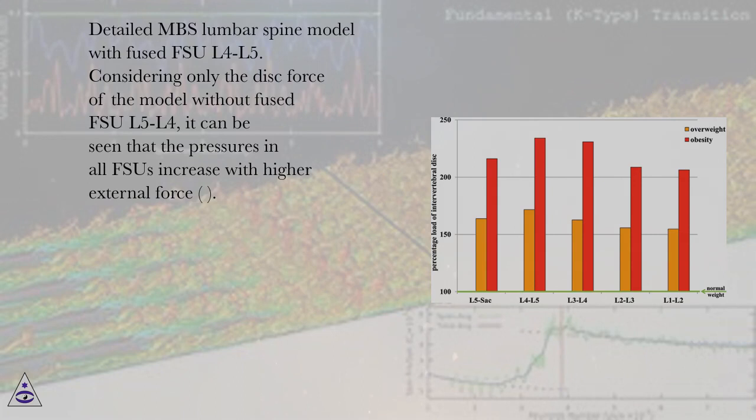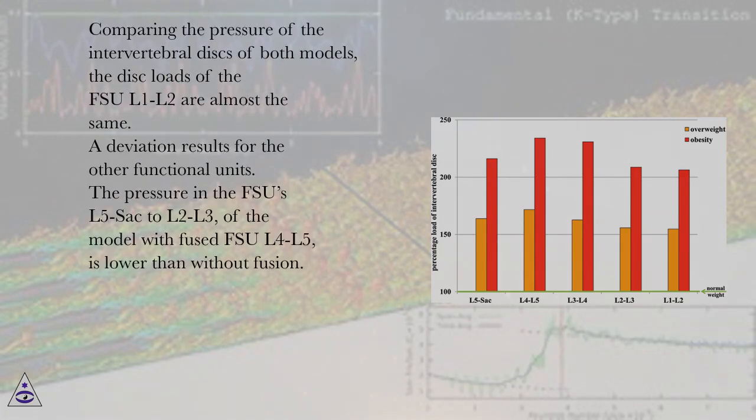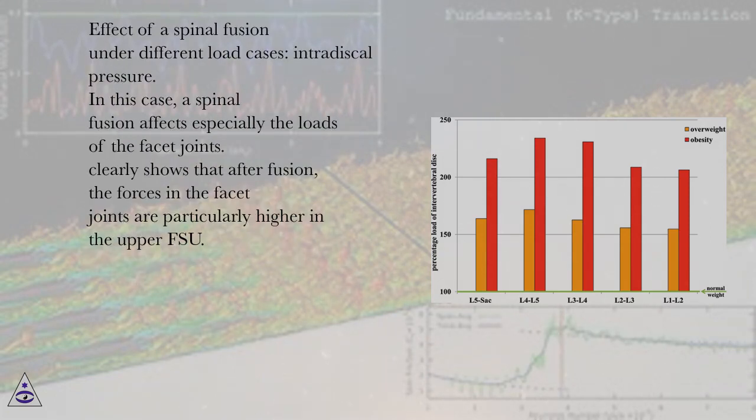Considering only the disc force of the model without fused FSU L4-L5, it can be seen that the pressures in all FSUs increase with higher external force. Comparing the pressure of the intervertebral discs of both models, the disc loads of the FSU L1-L2 are almost the same. A deviation results for the other functional units. The pressure in the FSUs L5-S1 to L2-L3, of the model with fused FSU L4-L5, is lower than without fusion. Effect of a spinal fusion under different load cases, intradiscal pressure.